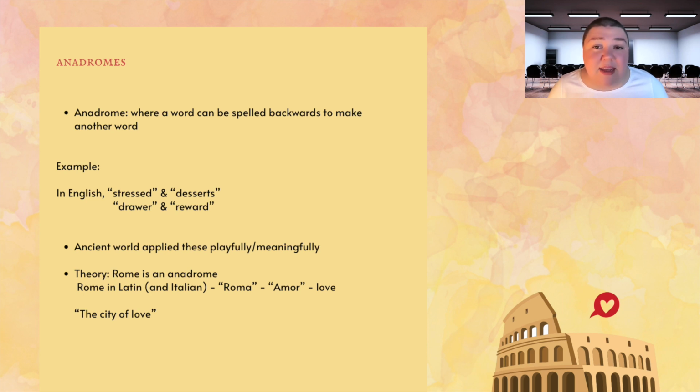The theory is that the capital city of the Roman Empire was an anadrome. Rome, in Latin, is Roma. Turn it around, we get amor, which in Latin and today's Italian means love. The Romans viewed their city as the city of love. And so, though there is the mythology of the twins Romulus and Remus, Romulus founding the city of Rome, the anadrome of Roma is also likely a playful use of language.